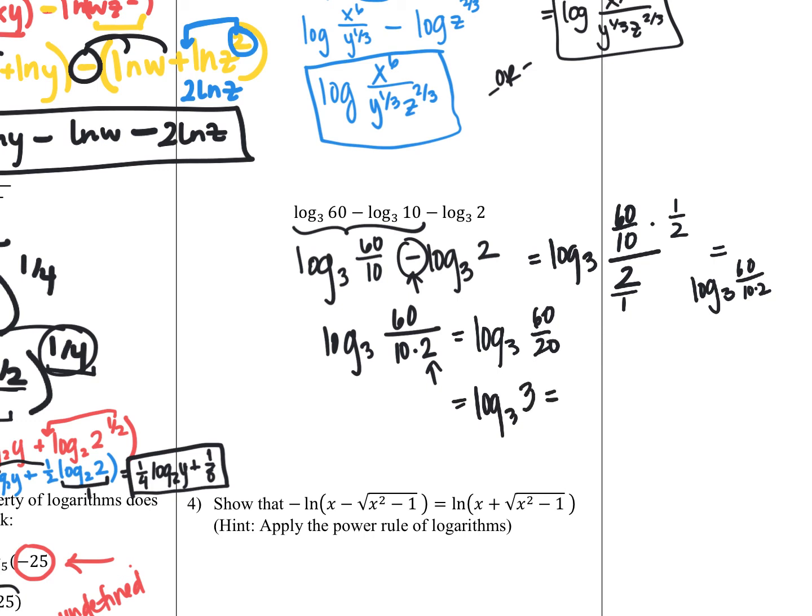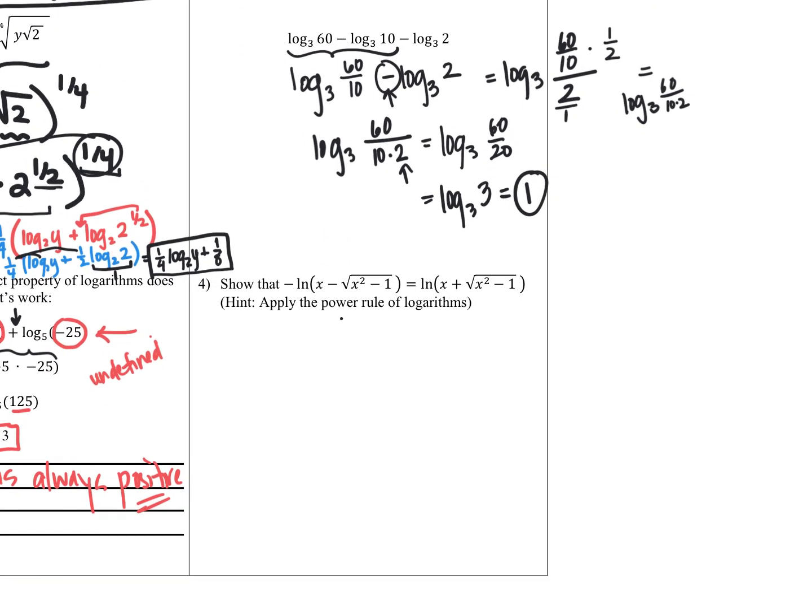And so log base 3 of 3 is saying 3 to what power makes 3? That would be a 1. The exponent it's asking for is 1. All right, and we skipped number 4. You can check on it if you want to, but we'll leave that to you.